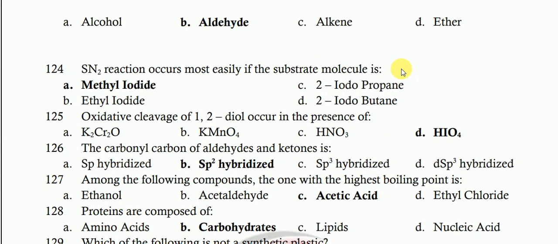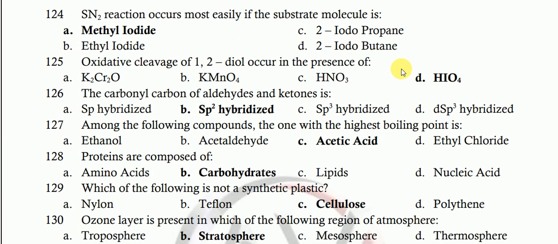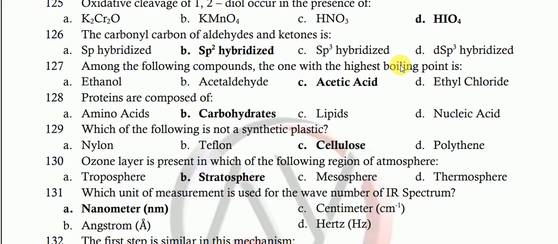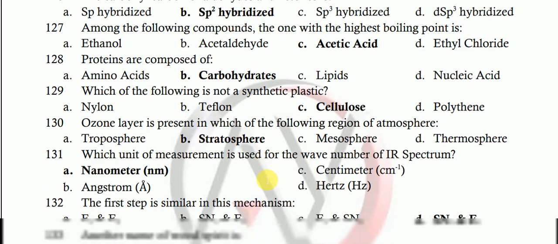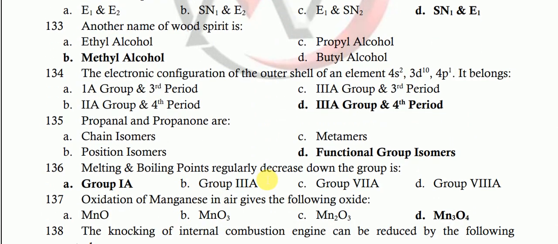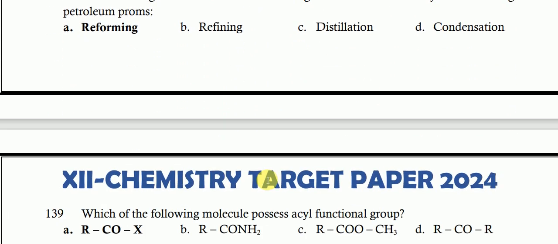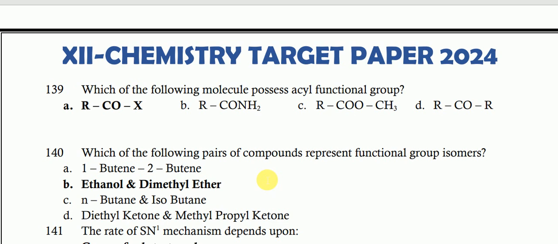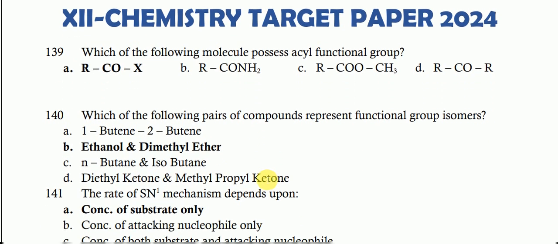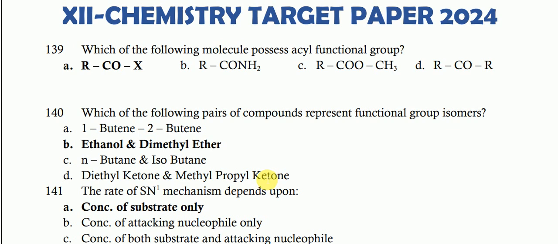And then we have these MCQs. Ozone layer is present in which of the following regions of the atmosphere? So it is present in the stratosphere. Here it is written. You can pause the video and read it yourself. I'm just reading some of them.